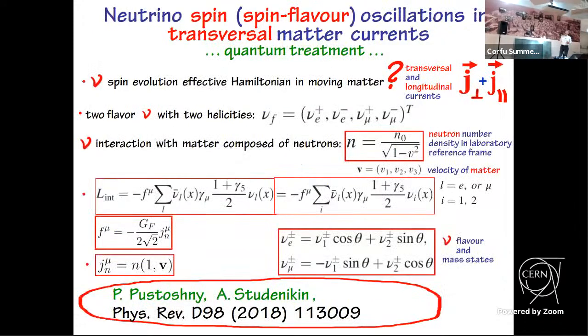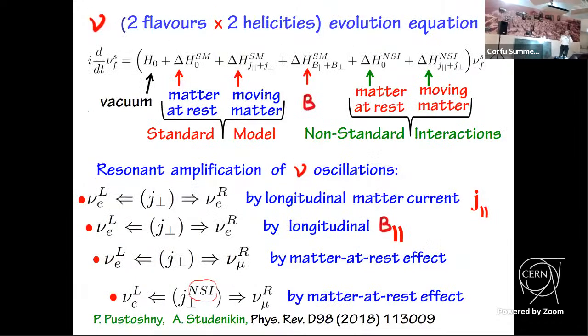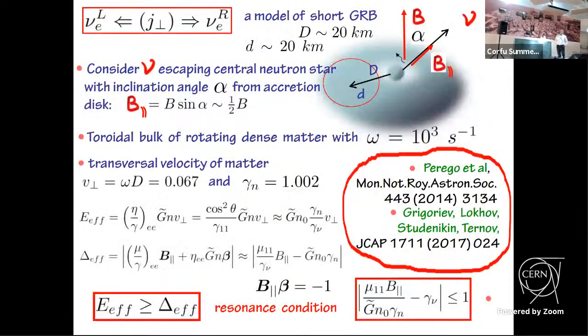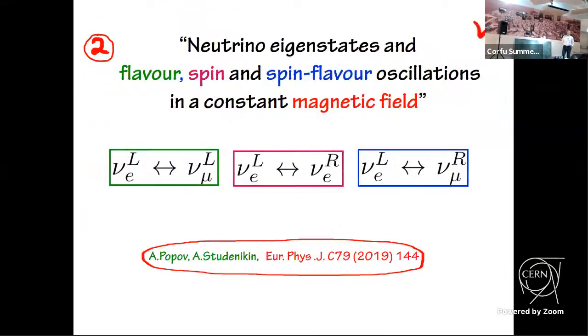In our recent papers with my student, we developed the quantum treatment and analyzed all possible phases here. We describe the matter contribution in the effective evolution equation, the matter effect at rest, the matter moving, the magnetic longitudinal and transversal field, and also include non-standard interaction and consider different possible resonances in neutrino oscillations. And also we study some astrophysical applications of this.